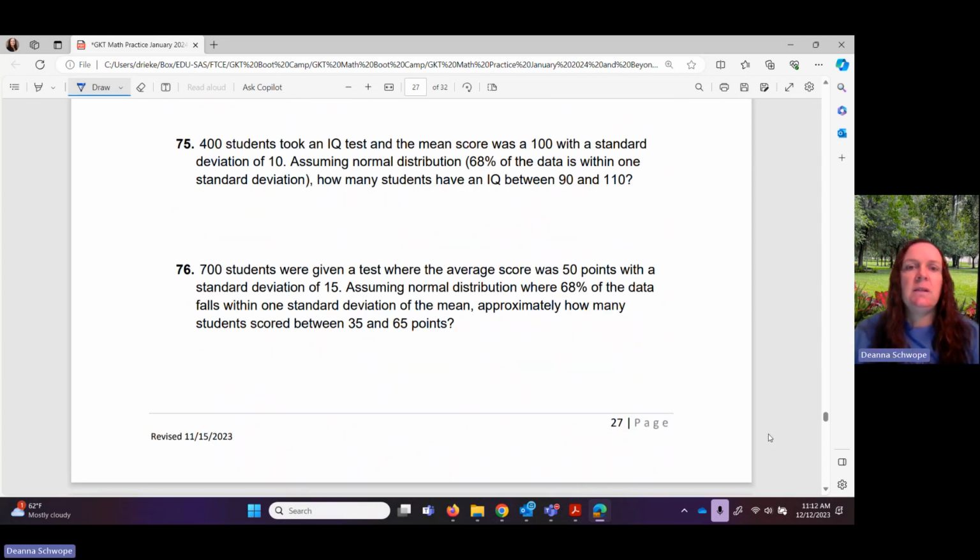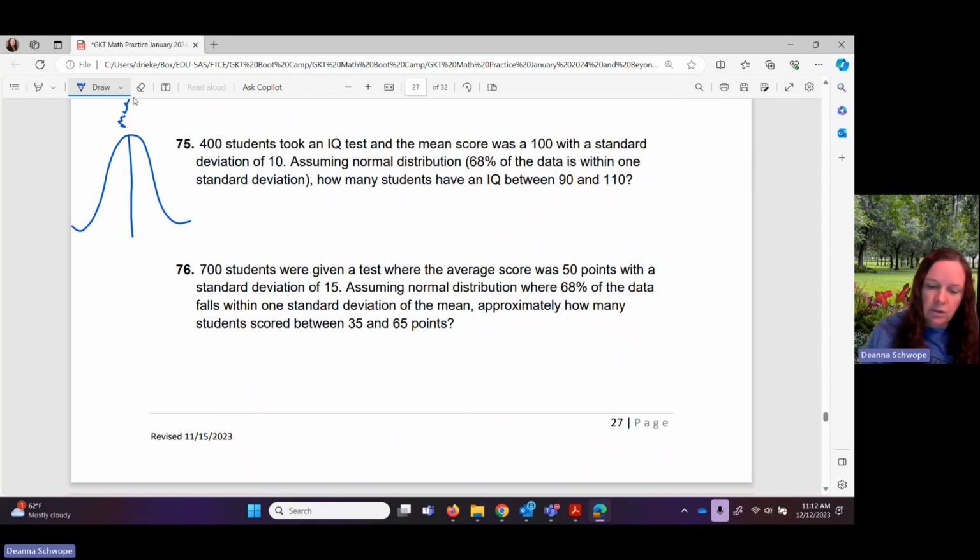Okay, 75 and 76 are talking about what I was showing you before with that normal distribution curve. Remember I said the mean is in the middle. And if you need some help on this, just Google, how do you find standard deviation? Or find a YouTube video on standard deviation. So 400 students took a test and the mean was 100.